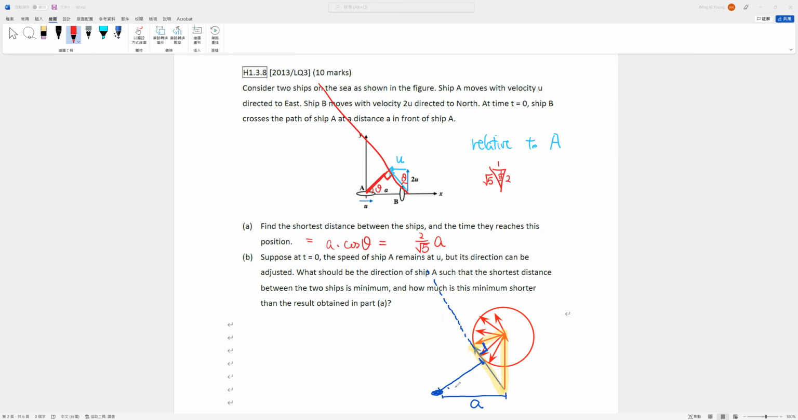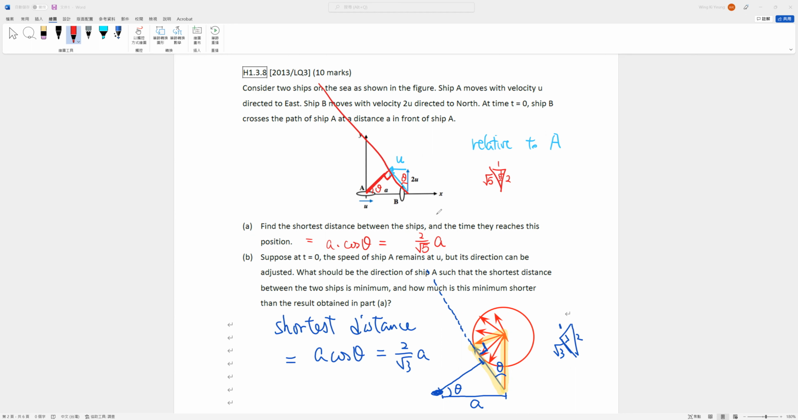The problem is how to find this angle. This angle equals this angle, is it? So in this case, this side is 1, this side is 2. So this side is square root 3. So the shortest distance will be A times cosine theta. So this will be 2 over root 3, A.